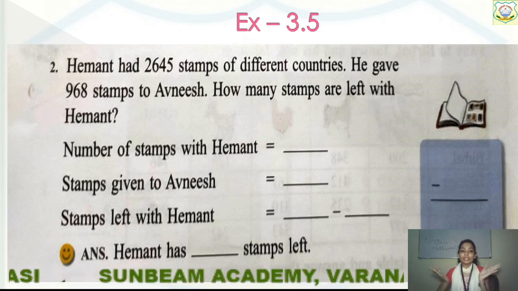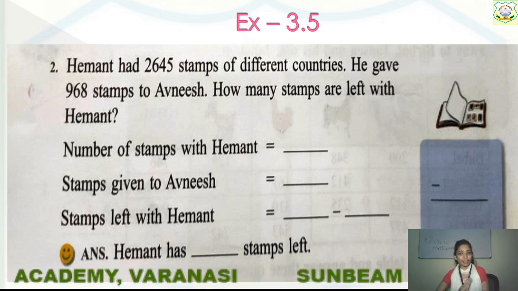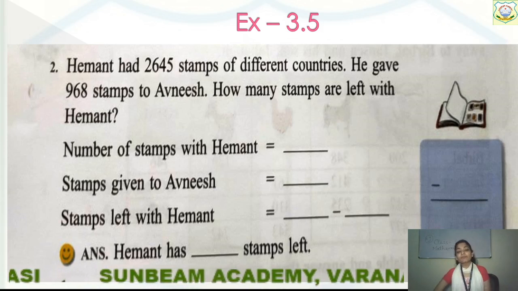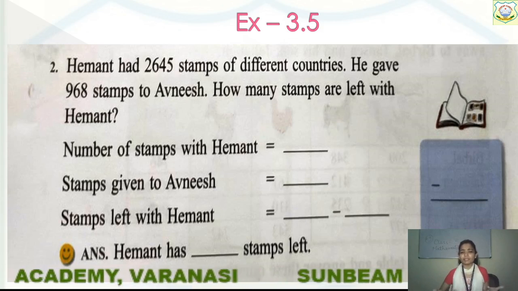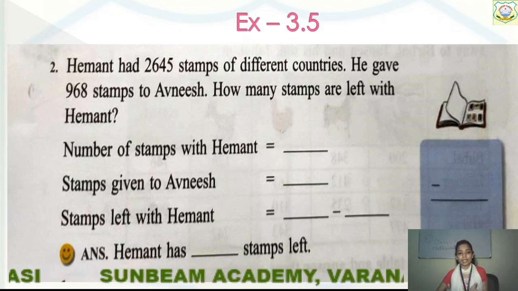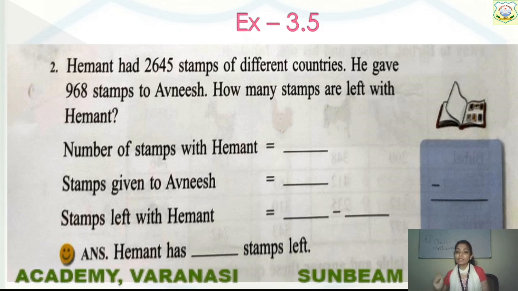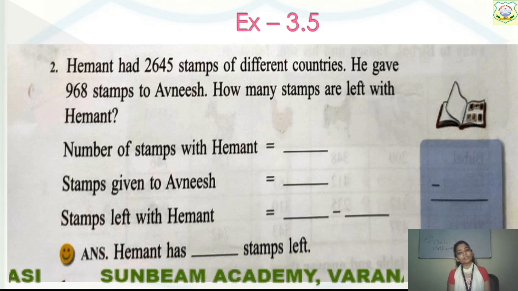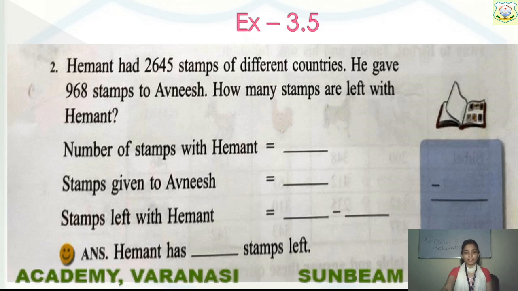So what he did, he collected stamps of total how much? 2,645 stamps. He gave 960 stamps to Avnish. He has given some stamps to his friend, or maybe he is his brother or someone, I don't know. So he has given 968 stamps to Avnish. So now the question is, how many stamps are left with him? Whenever the word left is there, that means we have to subtract. Clear, students?